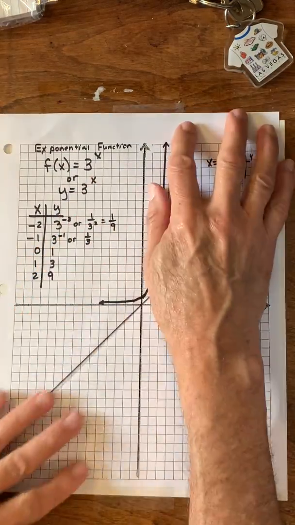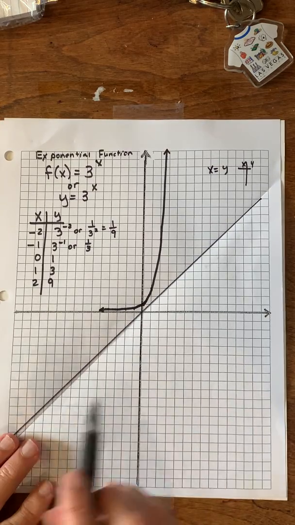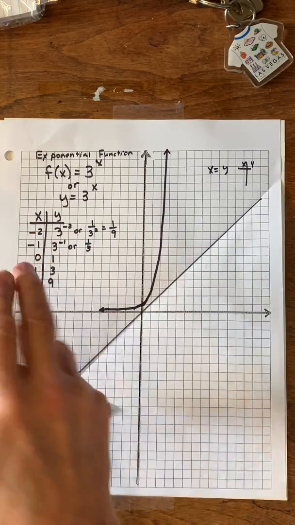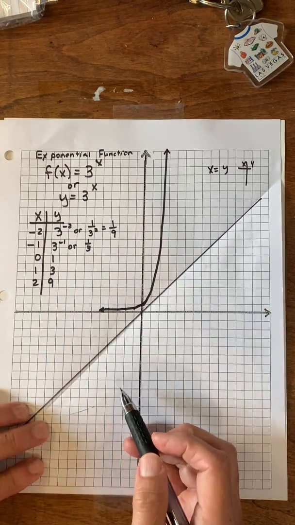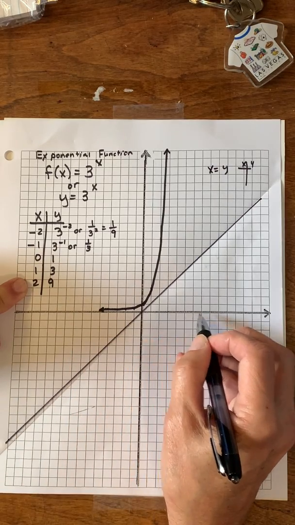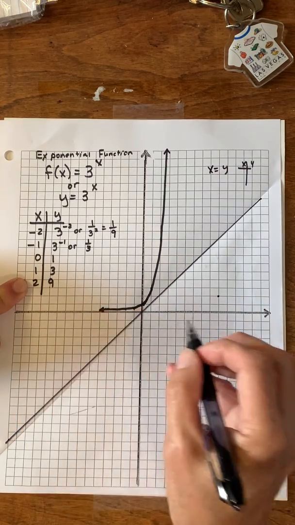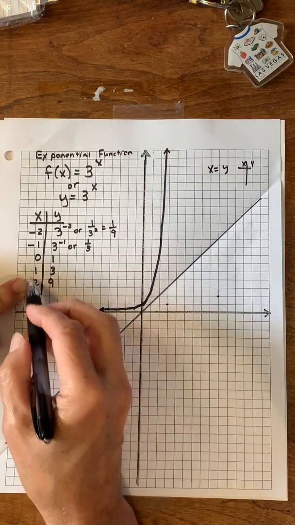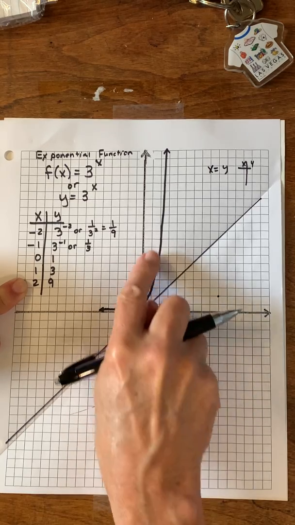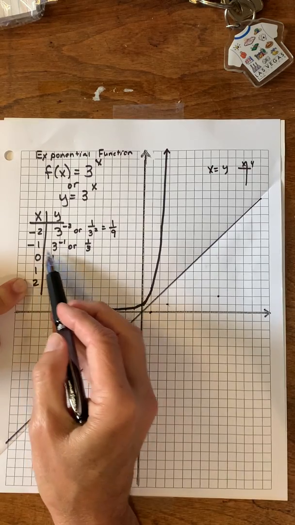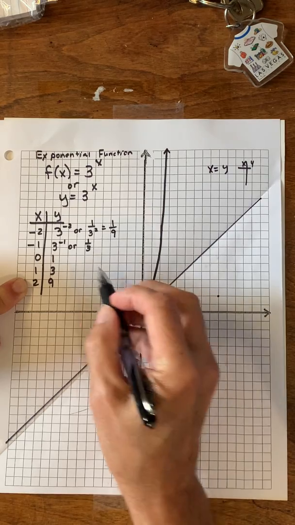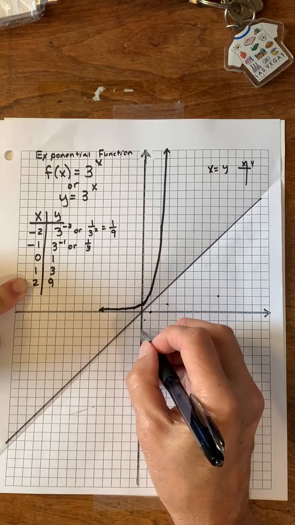Another way to do it, and possibly a more strategic way without having graph paper or folding, is simply to remember that an inverse switches my x and my y. So the inverse of this function is going to have not the point (0, 1), but the point (1, 0). Not the point (1, 3), but the point (3, 1). Not the point (2, 9), but the point (9, 2). See how these are each reflections over this line? Not the point (-1, 1/3), but the point (1/3, -1). Not the point (-2, 1/9), but (1/9, -2).